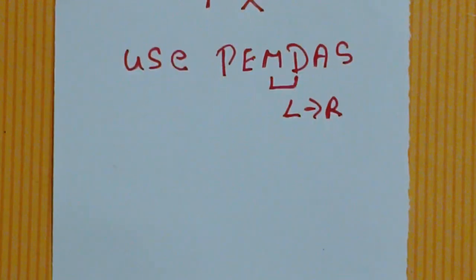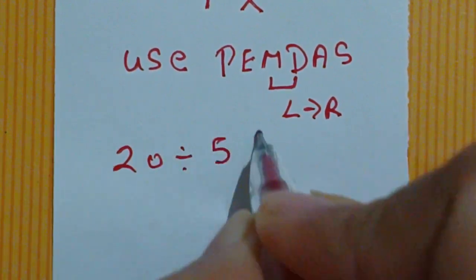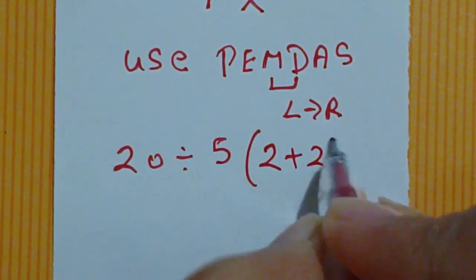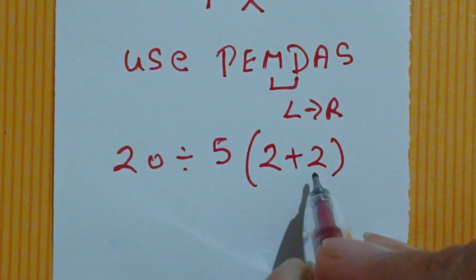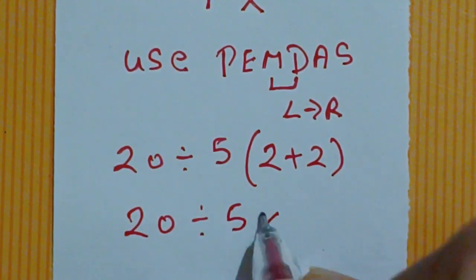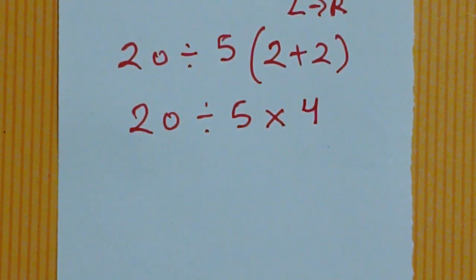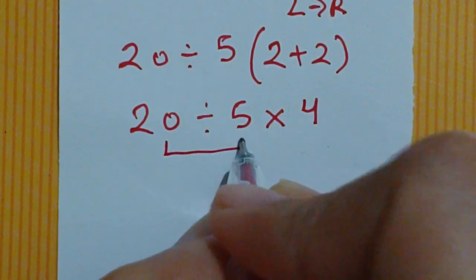So write down the expression, which is 20 divided by 5, bracket 2 plus 2. So here first we'll solve this parenthesis. So 2 plus 2 is 4. As you know, division and multiplication both have equal priority, therefore we go from left to right. First we'll solve this part.